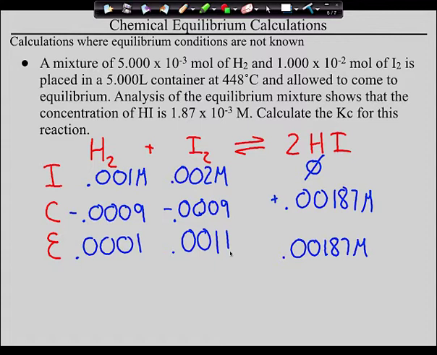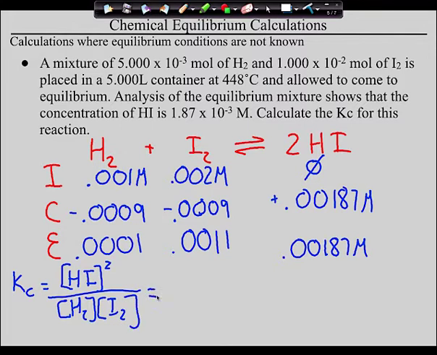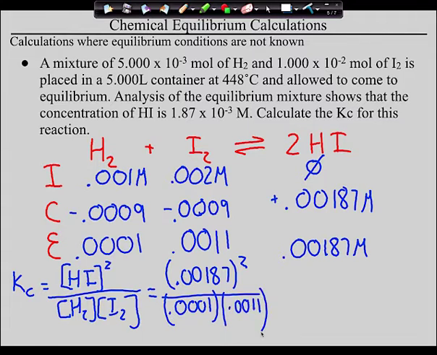So, guys, you tell me. Well, you know what? Maybe we should go ahead and solve this. Am I okay if I write down here? All right, so now, guys, we're ready to solve this, and we're going to say Kc is equal to the concentration of HI, and that would be squared, over the concentration of H2 and the concentration of I2, and then we plug in our numbers. HI is 0.00187, and that is squared. And then over here, we have H2, which is 0.0001 times 0.0011. And we do the math, and that would give us Kc.